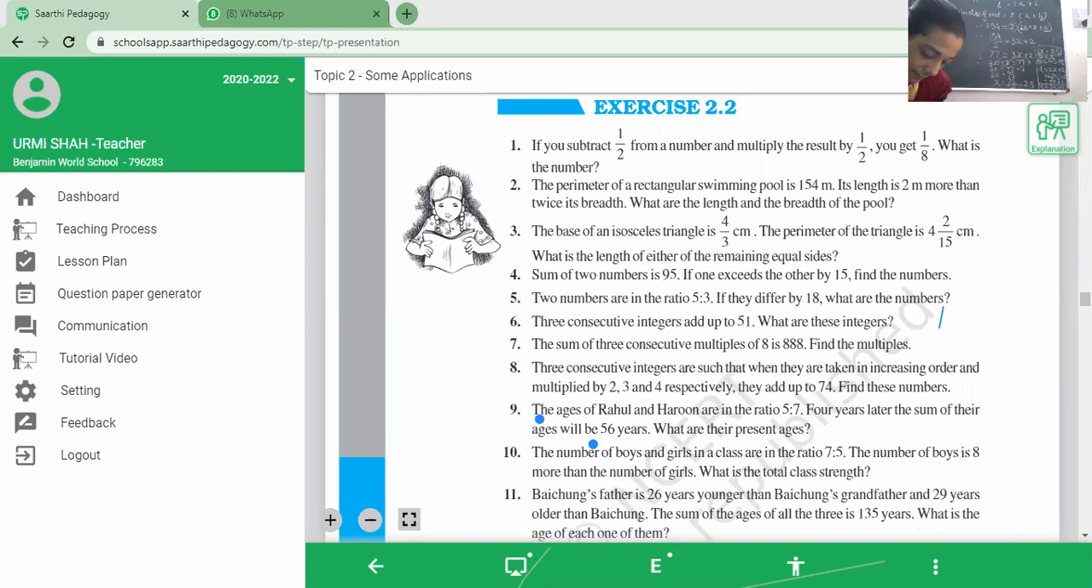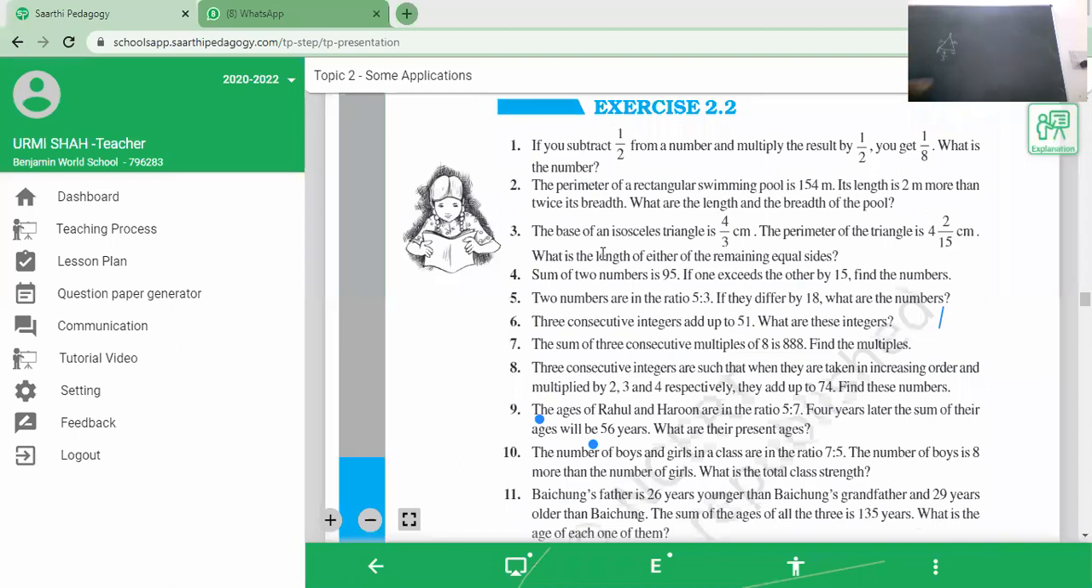Next question, the third question. What is the third question? The base of an isosceles triangle. First of all, you have to understand it is a triangle, with vertices A, B, and C. The base is given as 4/3. Isosceles means these two sides are equal, that is x.